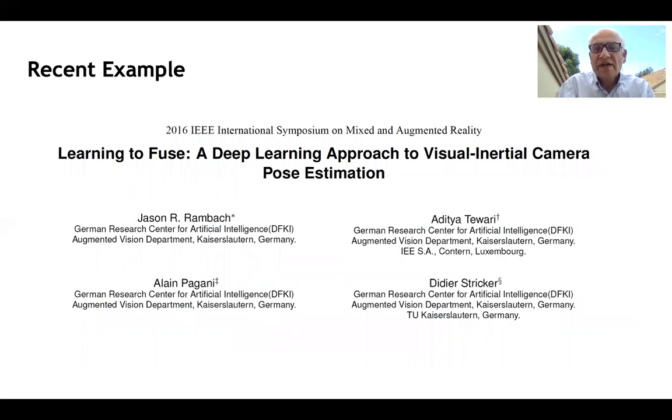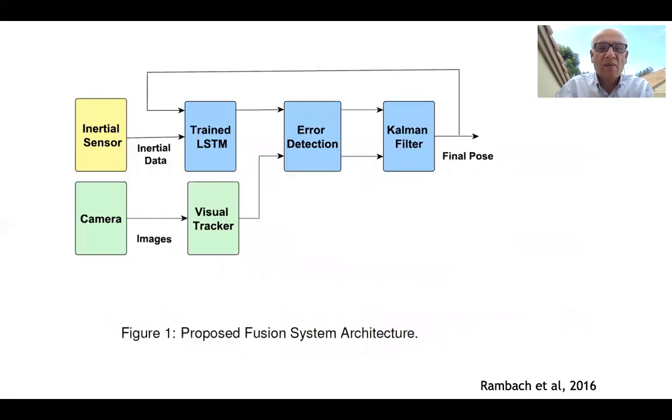And there are some recent examples that show that there is probably merit to this idea. So this is a 2016 paper from the Symposium on Mixed and Augmented Reality, Learning to Fuse. Again, I don't know these authors, but I imagine some of you do. And I thought this paper was very interesting, and it is one of the really interesting ways of combining model-based and model-free approaches. Their problem is to combine two types of sensing.